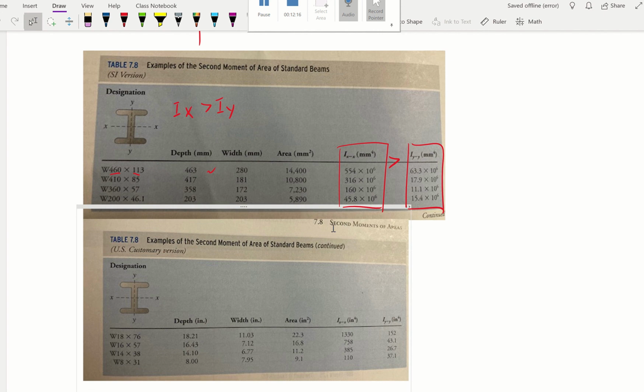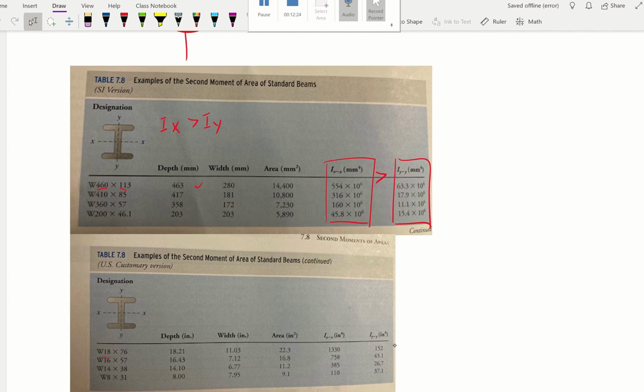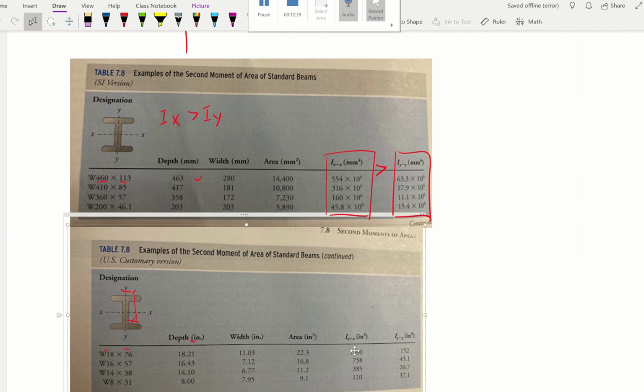Now let's go away from SI units, and look at the US system. Again, there are two numbers here. The first number gives us the nominal depth, so it's 18 inches deep here. However, the actual size is 18.21, and look at this, IXX versus IYY. It's always going to be greater. Again, more area distributed away from the bending axis.